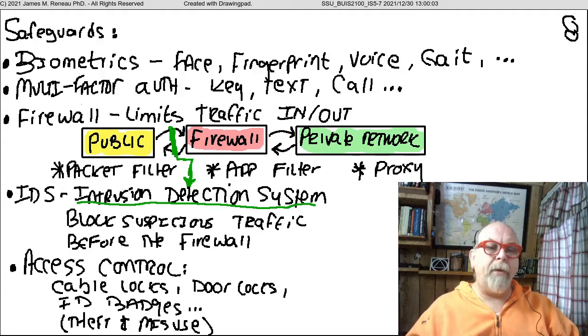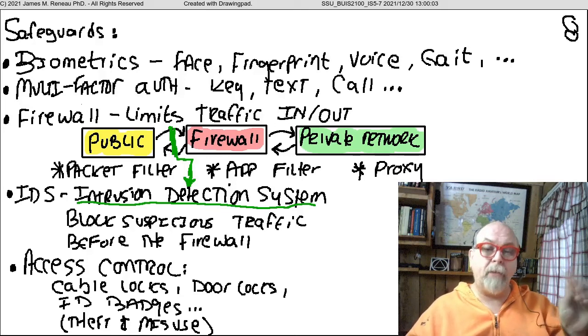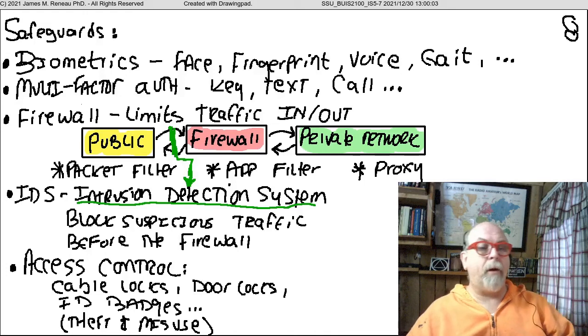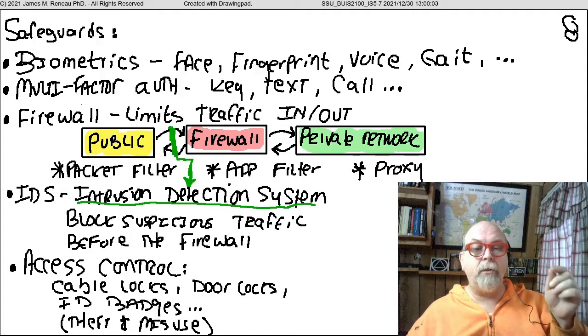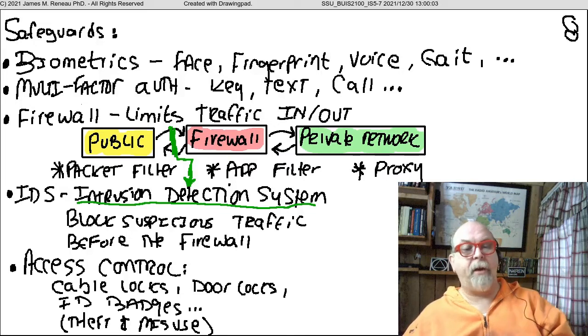There's another piece of software or hardware, and a firewall can be a software firewall or a hardware firewall. There's another piece called the intrusion detection system, or IDS, and it sits between the public and the firewall. It sits connected directly to the pipe coming in from your various internet service providers, directly to your network connections. And what it does is it blocks suspicious traffic before it ever gets to the firewall.